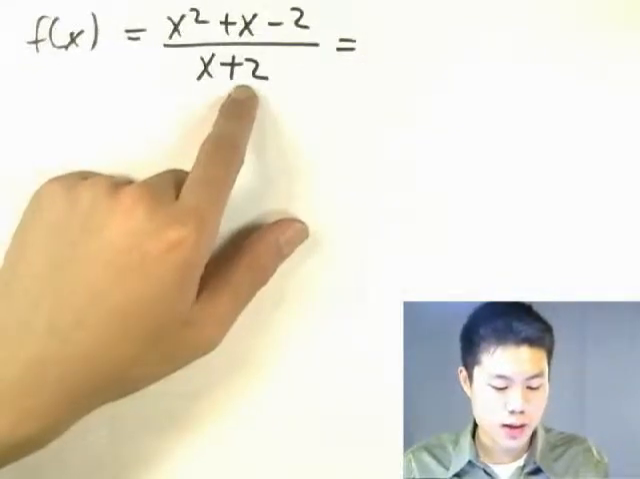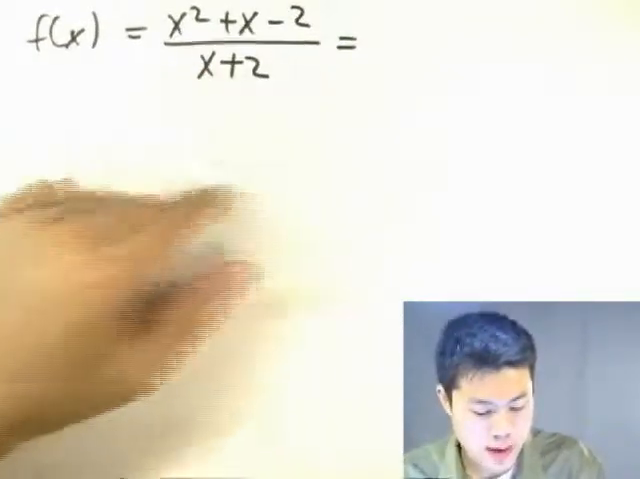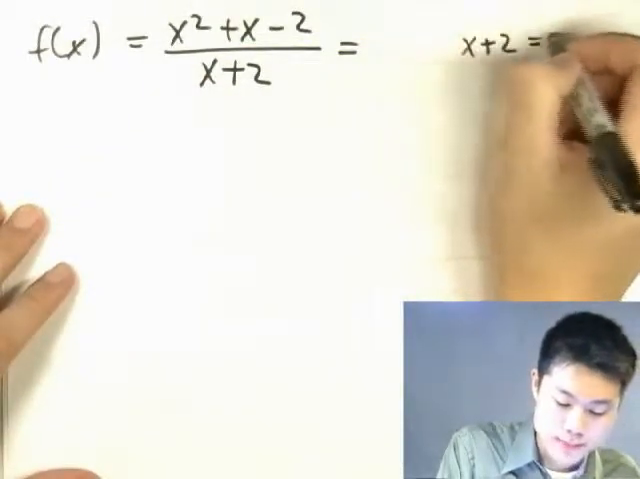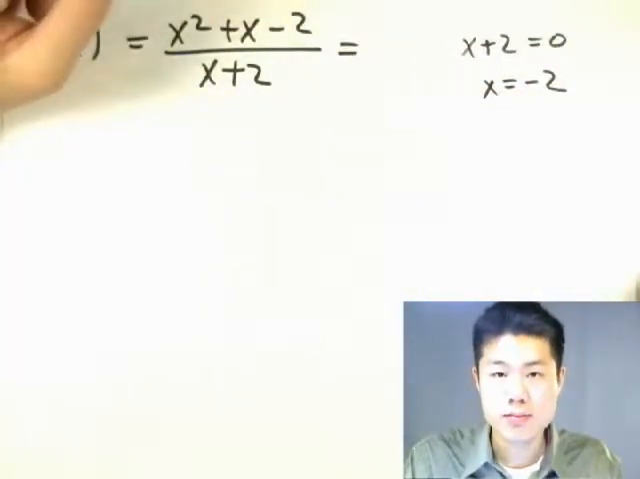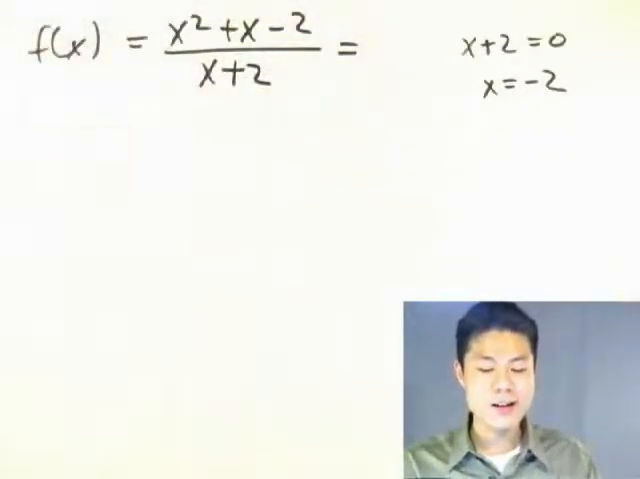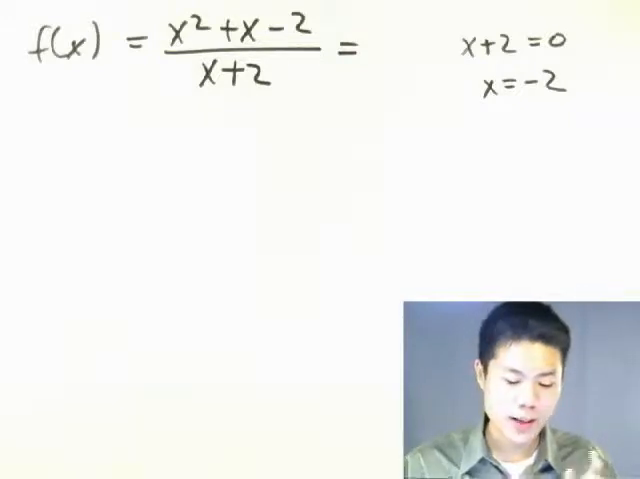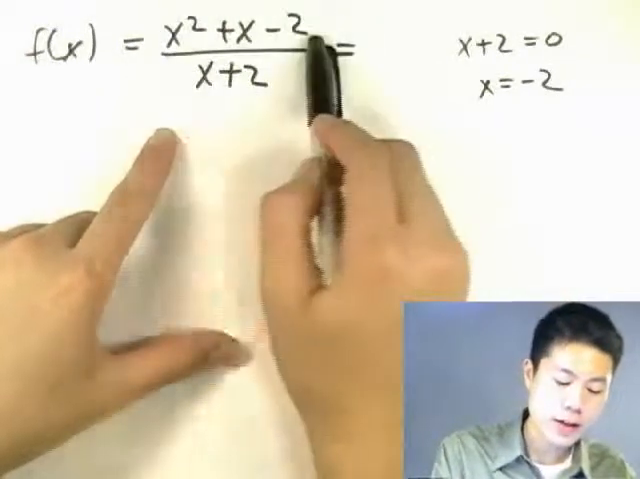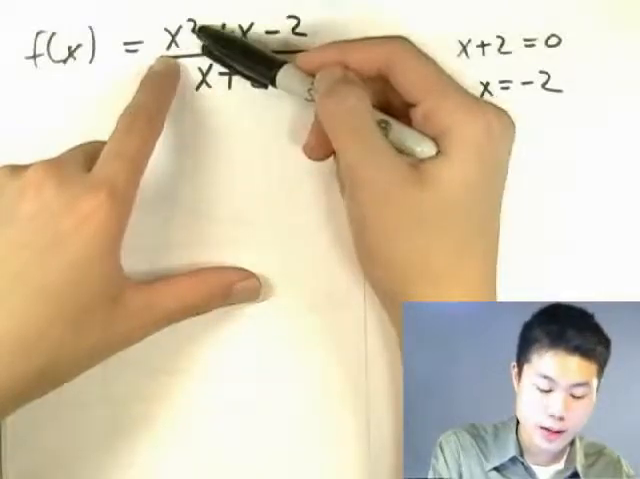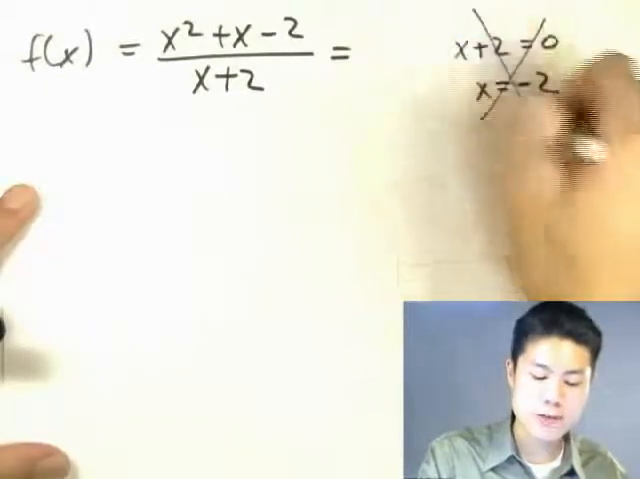Well, x plus 2, so we see that there's a vertical asymptote, so let's set the bottom equal to 0. Therefore, we have a vertical asymptote at x equals -2. Hold on there. Is that right? No. Because remember with vertical asymptotes, the bottom has to equal 0, but the top cannot equal 0. If we plug in -2 here, we see that 4 minus 2 minus 2 equals 0, so 0 over 0. So, nope, it's not a vertical asymptote.